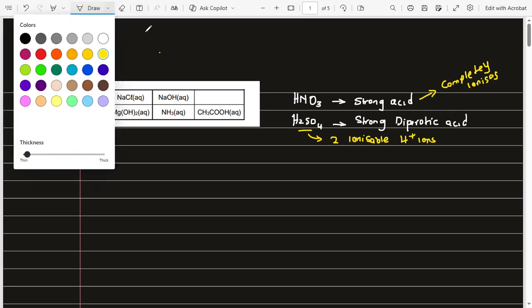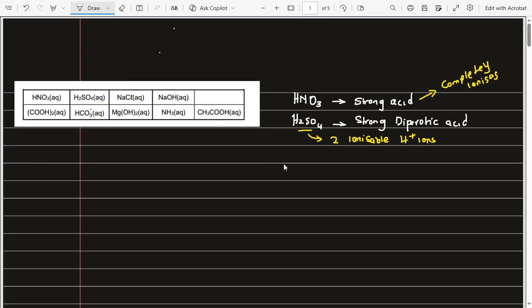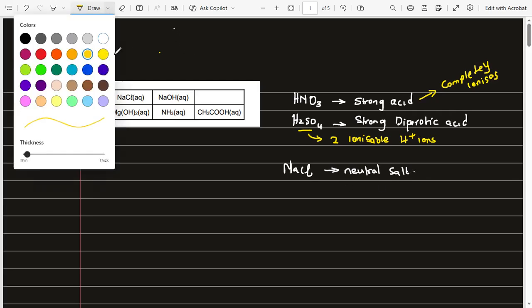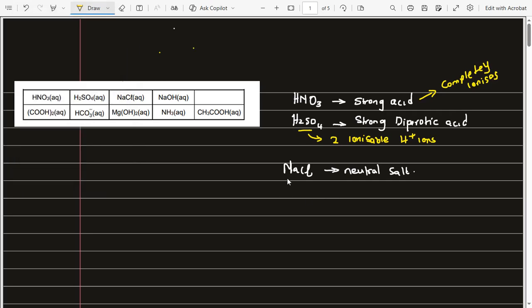Okay, let's work on the next one. The next one is sodium chloride. That's a salt. It's a neutral salt. If this is a neutral salt, I need you to understand how that salt is formed, because we need to go through all these things, then we'll be able to answer the question. So how is this neutral salt formed? It is from a strong acid, which reacts with a strong base. We're coming to that one. Don't worry, everything will make sense.